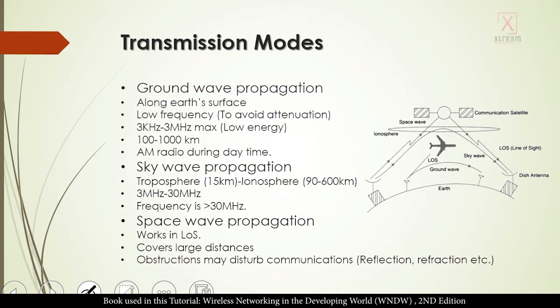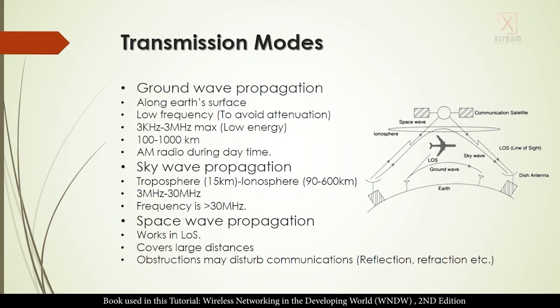We have three transmission modes. One is the ground wave propagation, the second one is the sky wave propagation, and the third one is space wave propagation. So what is ground wave propagation? In ground wave propagation, we use frequency from 3 kilohertz to 3 megahertz. These are the waves which are able to follow the curvature of the earth, or different ups and downs of the earth, so they can travel easily. But one disadvantage is that it will not go very far.